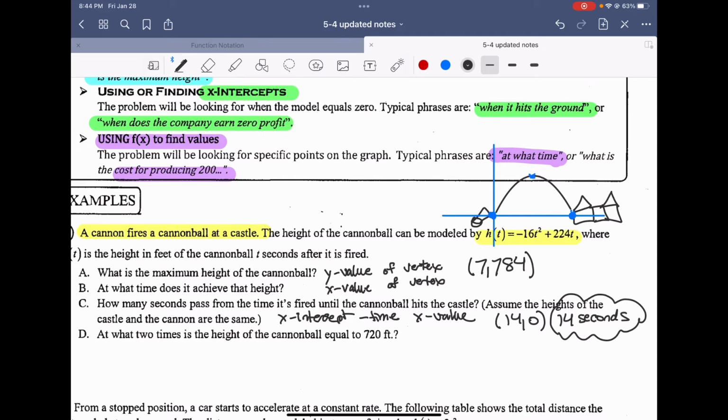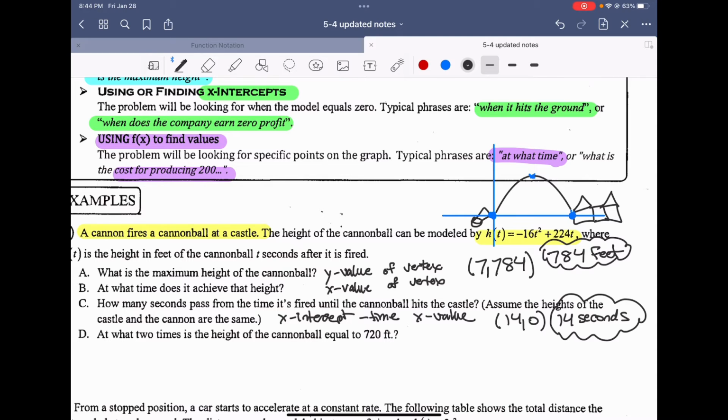What is the maximum height of the cannonball? The y value is the height. So the maximum height is 784. It's in feet, so we have to use our unit. 784 feet. That is our max height. So that's the answer for part A.